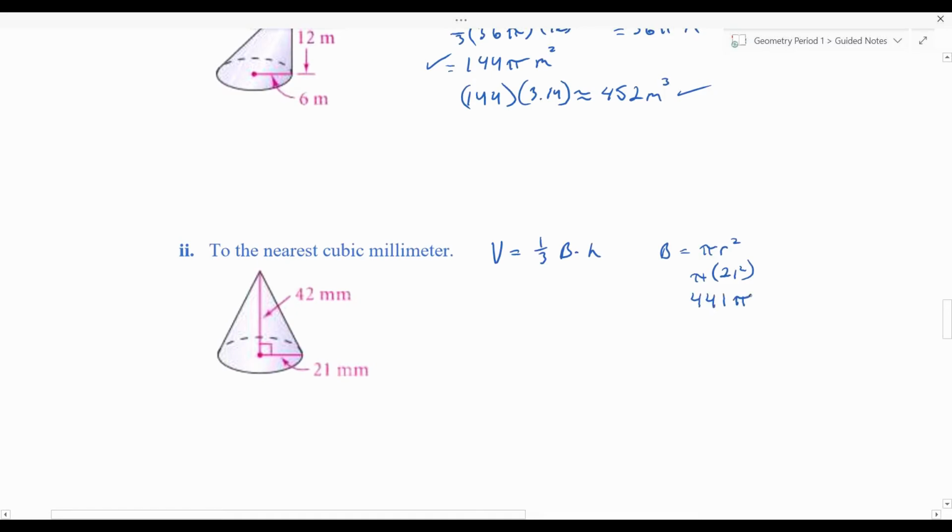441 pi, and we're dealing with area, so it's millimeters squared. Now that we have that, we know the height is 42 millimeters. Plug it in and calculate.